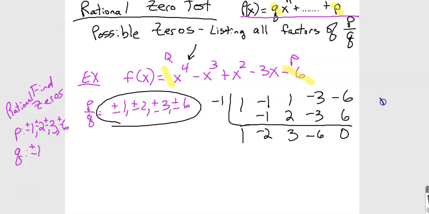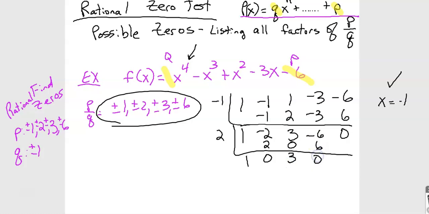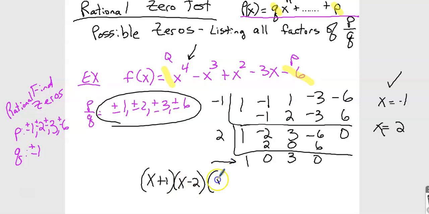So -1 is a zero. We're testing to see which ones are zeros. And let's try 2. Again, I'm just trying these numbers here. So bring down 1, and then multiply, add, multiply, add, multiply, add. So that would be 2, 0, 0, 3, 6, and 0. So x equals 2 is also a 0. And then notice what we can do after that. What I have so far is x +1 is a factor, x -2 is a factor, and then this remains x squared +3.